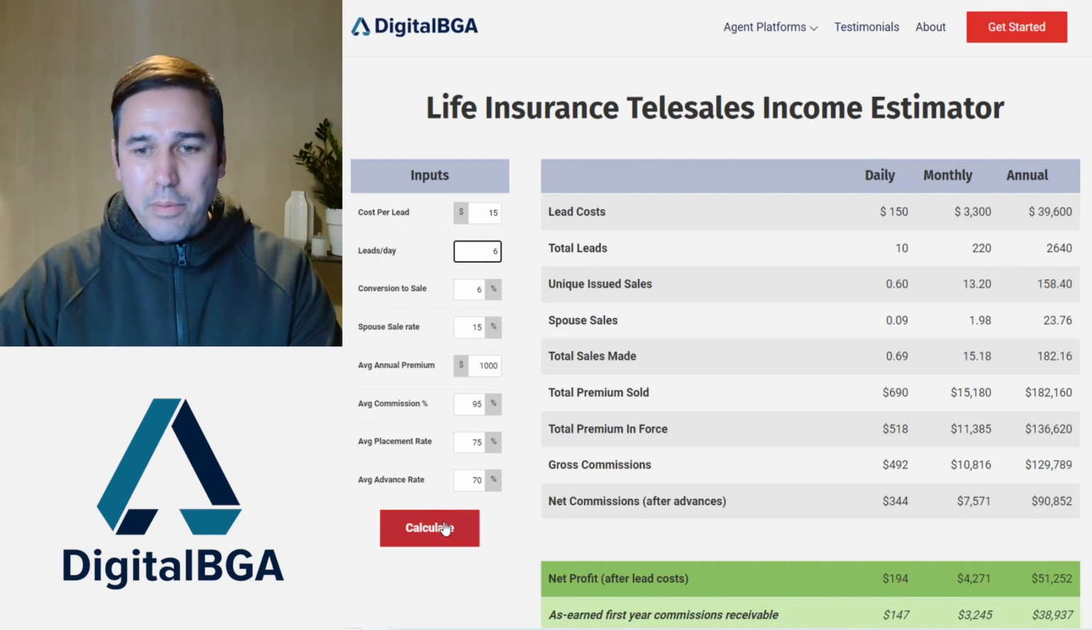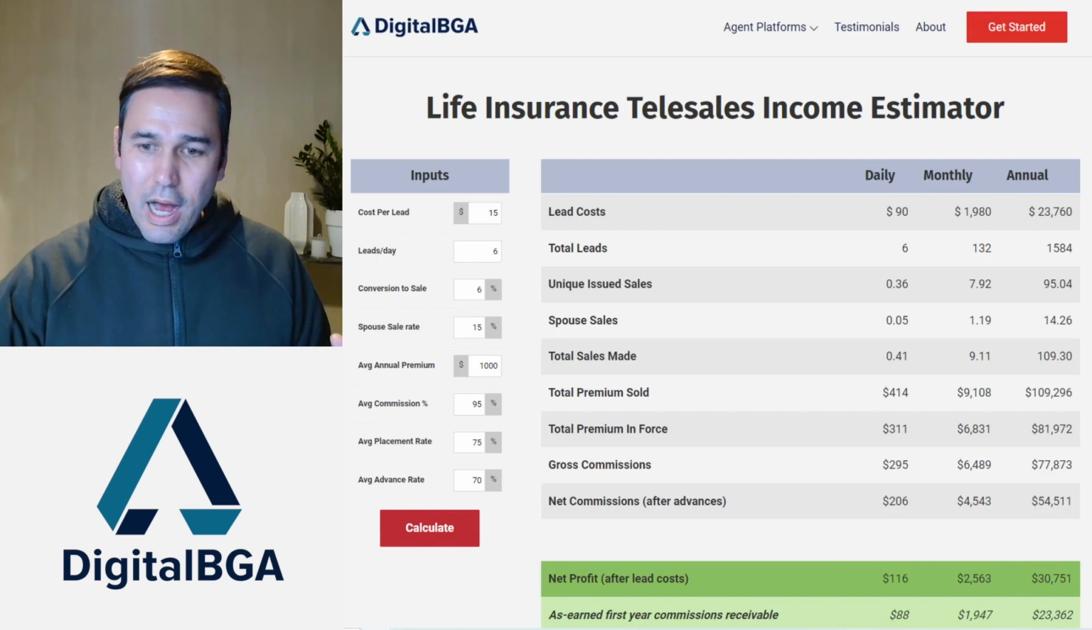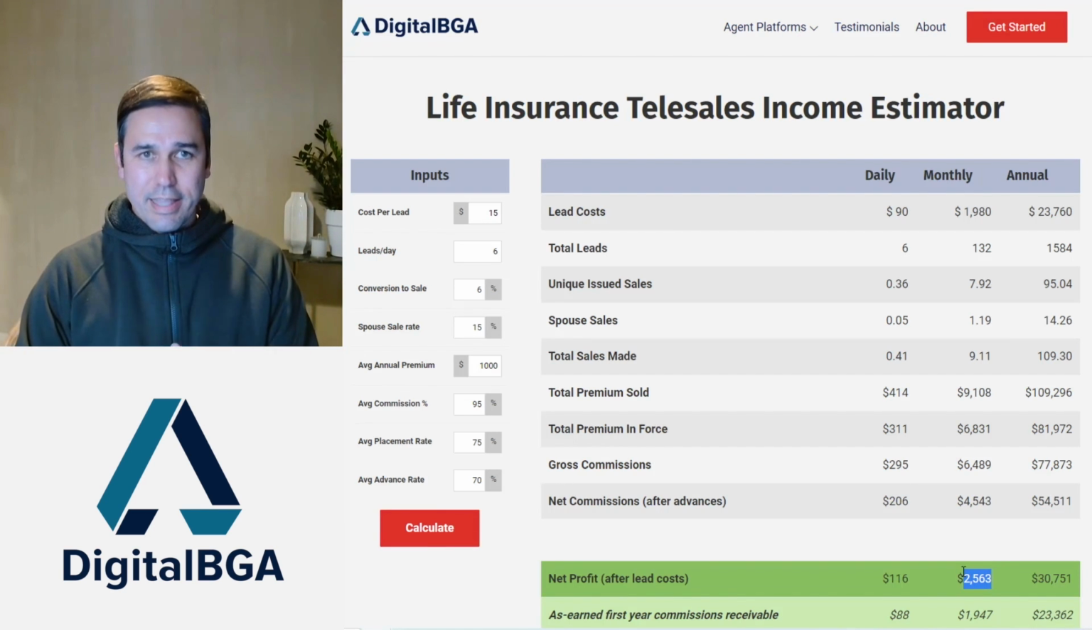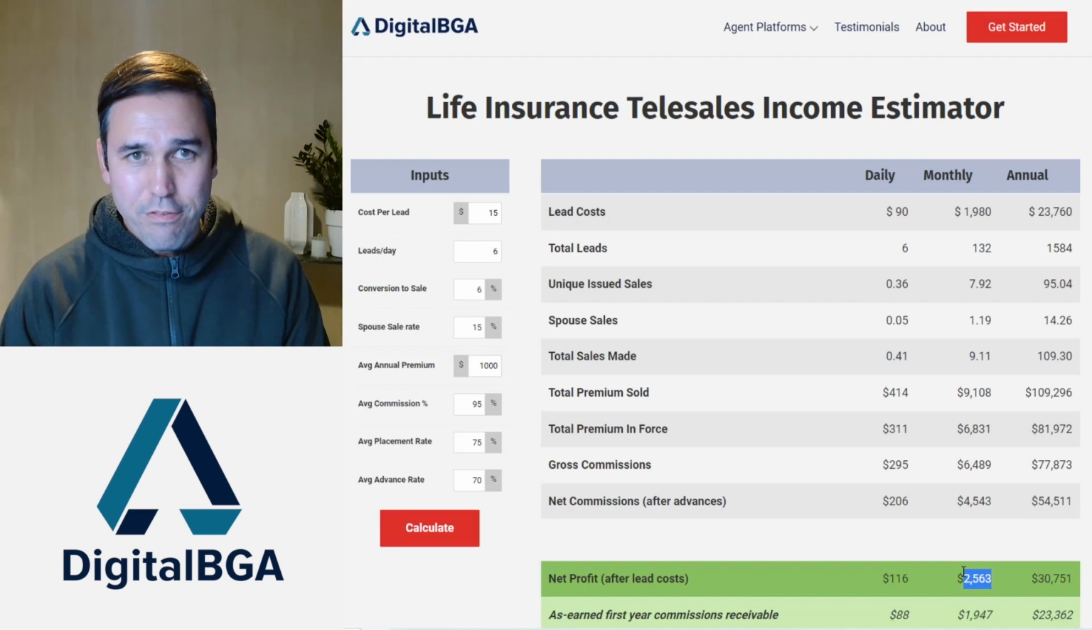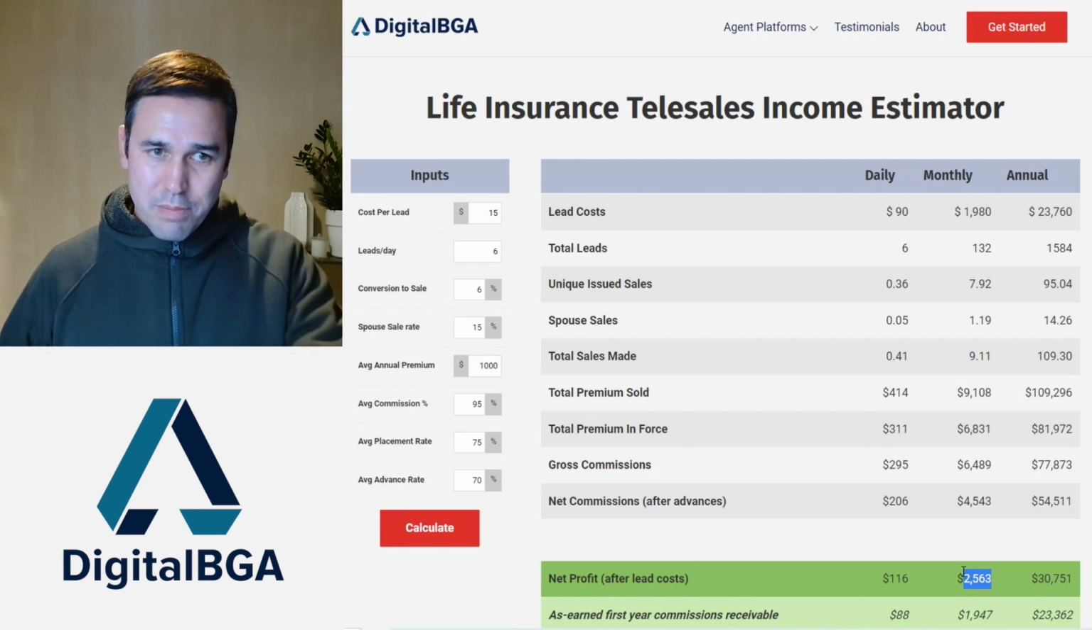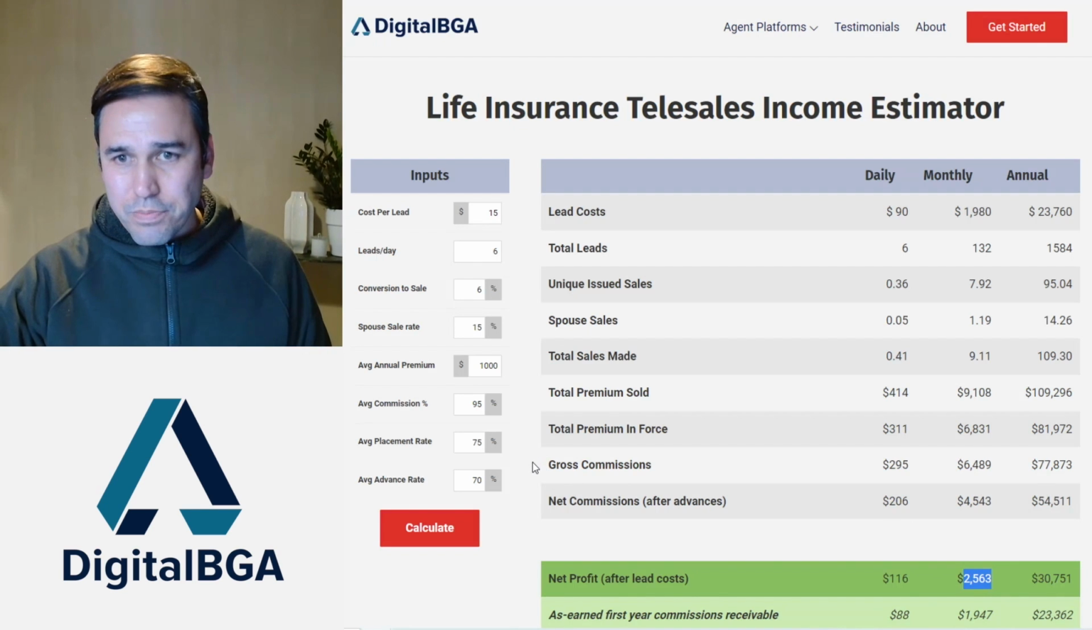Okay. You calculate that, and this agent's saying, okay, I'm only making $2,500 a month. I cannot afford to live like this, right? This does not support my family. This is not what I got into this business for. So what we do, we get these inputs in here. We're just going to use this example.